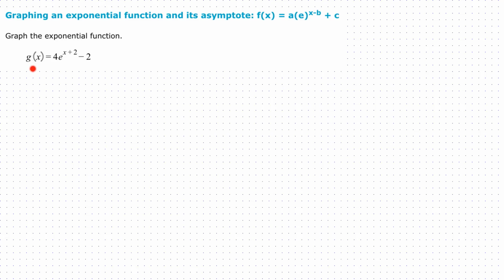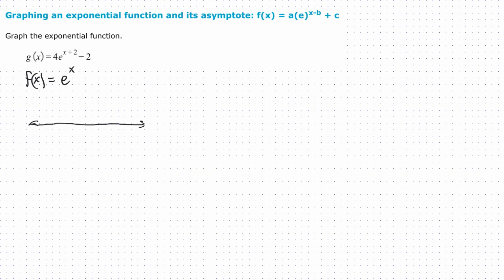Let's graph this exponential function. G of x is equal to 4 times e to the x plus 2, subtract 2. We want to recall our basic function, or a simpler exponential function. A simpler exponential function would simply be f of x is equal to e to the x. And of course, we have a nice picture for that.